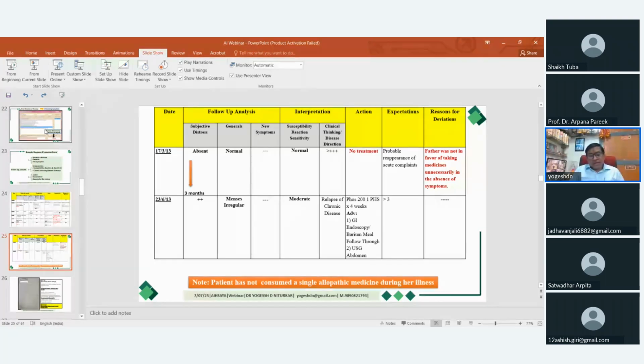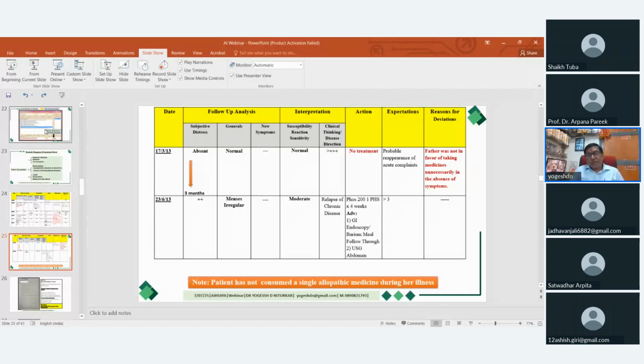Susceptibility understanding at the time was moderate, and the clinical thinking was relapse of chronic disease. That means the disease has not been totally cured, as absence of symptoms cannot be considered alone, especially when there is a pathological progression where we need evidence of the amelioration of the whole disease in view of the investigations.